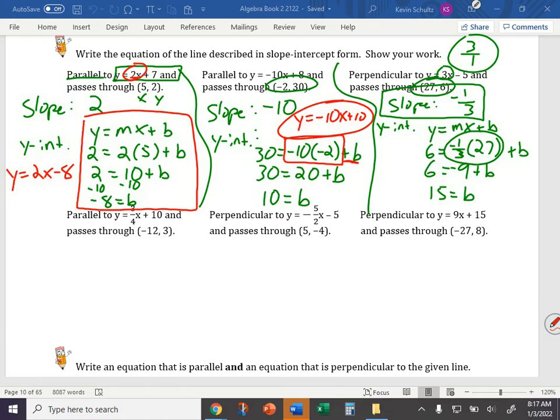Heard from you. Heard from Rowan. Y equals negative 1/3 x plus 15. Yes, negative 1/3, negative 1/3. Either way is fine to say it. But yes, y equals negative 1/3 x plus 15.